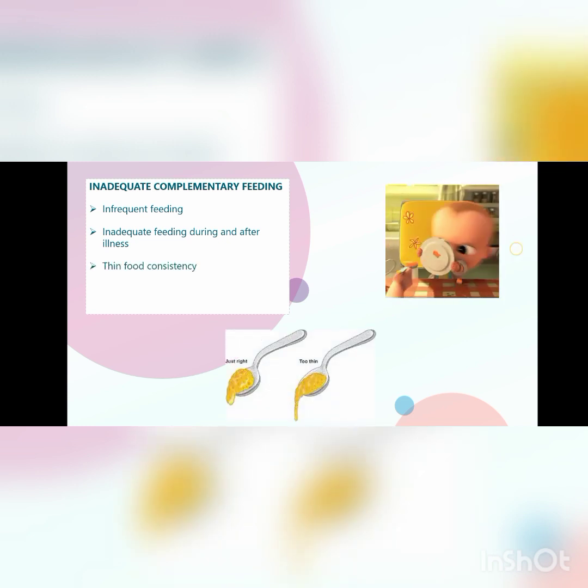Inadequate complementary feeding. Complementary feeding refers to the introduction of solid foods and other foods to the infant's diet in addition to breast milk or formula. Inadequate complementary feeding can occur due to various factors, including poor maternal knowledge and practice related to feeding, inadequate feeding during and after illness, thin food consistency, and poor feeding such as feeding the child an insufficient amount of food.